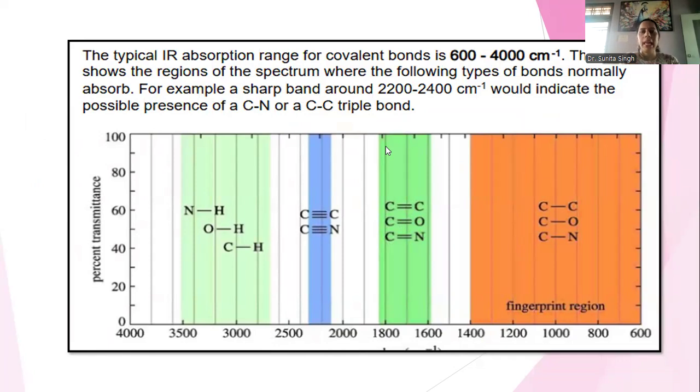So the typical IR absorption range for covalent bonds looks like this. The graph shows the regions of a spectrum where the following types of bonds normally absorb. We have different frequencies for different functional groups, like for the NH bond, the OH bond, and the CH bond, with CH having symmetric as well as asymmetric stretching. There is also the fingerprint region. This is a graph between percentage transmittance and the vibrational frequencies.